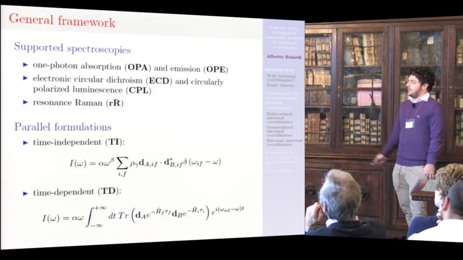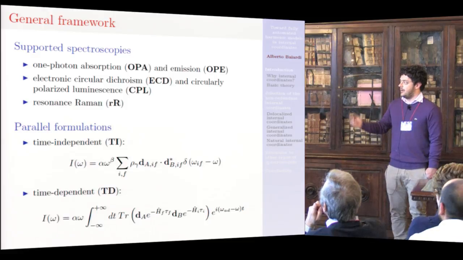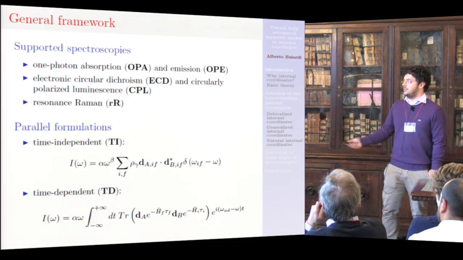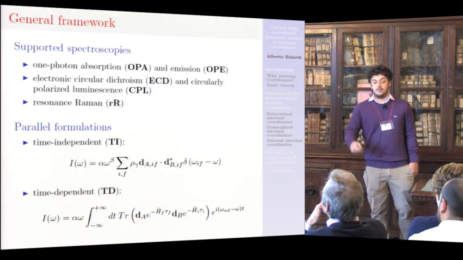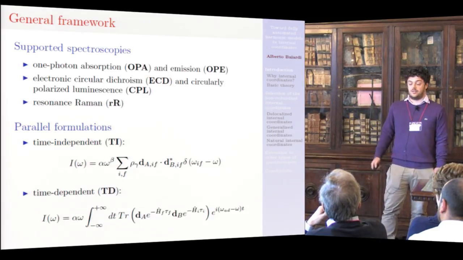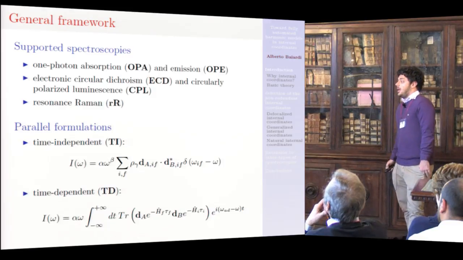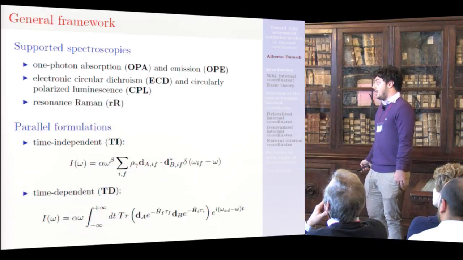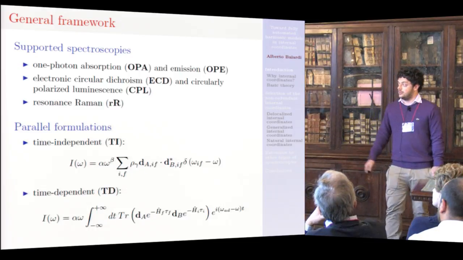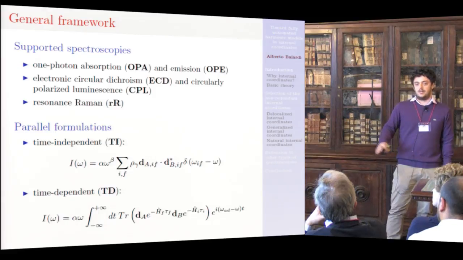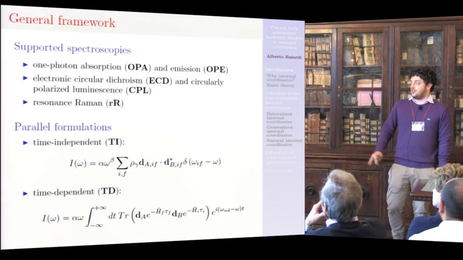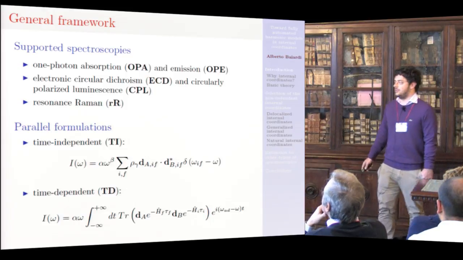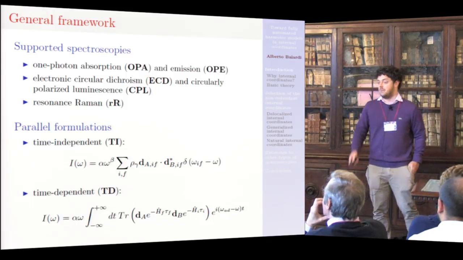For all the spectroscopies, we have developed two parallel formulations. The sum over states case, also called the time-independent case, in which you get the overall spectrum by summing up all the single vibronic contributions. On the other hand, we have the time-dependent formulation, in which you get the spectrum as a Fourier transform of the appropriate autocorrelation function, which is analytical under the harmonic approximation. So what you have to do is just calculate the Fourier transform by numerical methods.